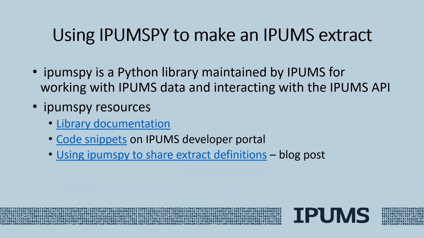There is also IPUMS Pi, which is basically the Python relative, I guess, of IPUMS R, also maintained by IPUMS. IPUMS Pi is what I was using in all of the code examples earlier. And again, here are links to library documentation and code examples. And if you're interested in learning more about extract sharing using the IPUMS API, I'll encourage you to check out this blog post that walks you through that.